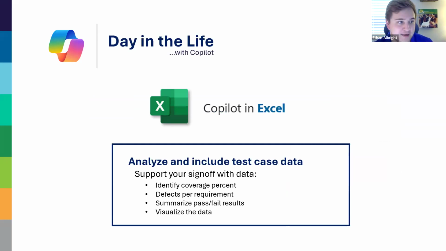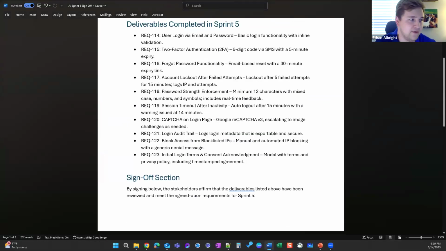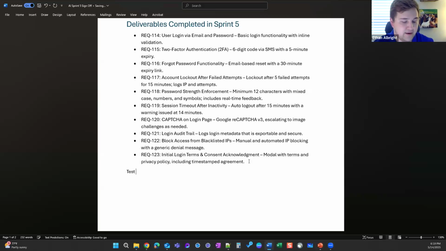I happen to have some simulated test case data in a spreadsheet, and I think it might be nice to support that sign off with some testing results. So let's hop back into our sprint sign off, and maybe right here before the sign off agreement, I'm going to add an area called test results.